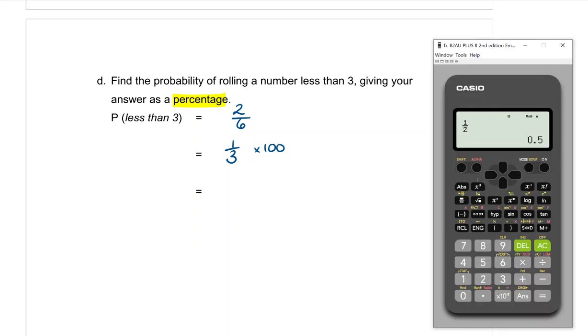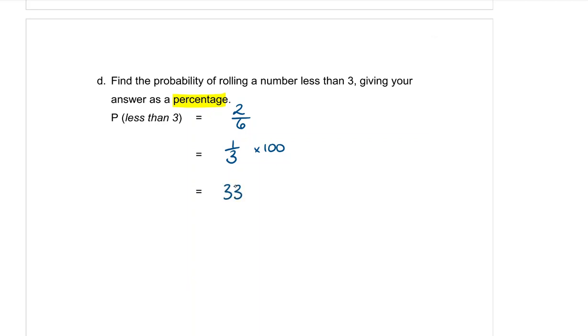So that's not one that's going to go very nicely. So we're going to do 1 over 3 on our calculator times 100. And it gives me an interesting looking fraction over there. You can change that into a mixed numeral if you press Shift SD. So there it is, 33 and a third percent. You need to make sure you include a percent sign.